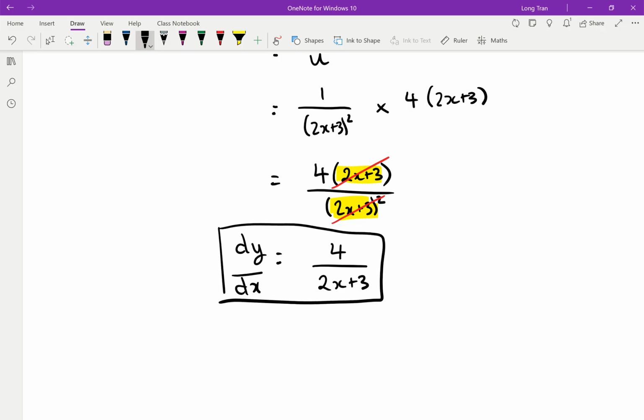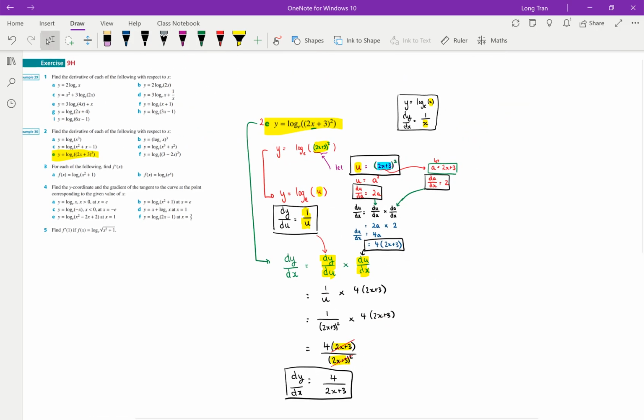Okay, so that's how you do this problem. Essentially, it's a double chain rule, but you are meant to be able to do all of this in one step. And so that's 2 steps there, and then 3 in your final answer.